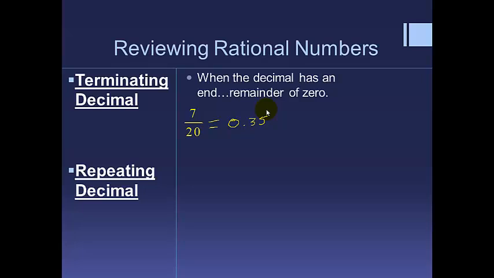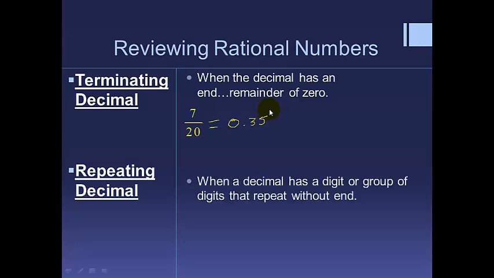So if it's not a terminating decimal, it's going to be what we call a repeating decimal. And that is just a decimal that has a digit or group of digits that repeat without end. And I'm sure you guys have seen this before, but let's just review how we write it.